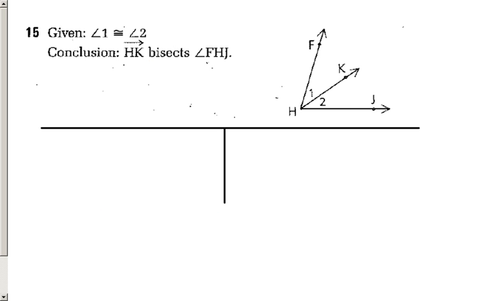Okay, the last problem from this little group is 15. And this one gives you angle 1 and angle 2 are congruent, and you want to prove HK bisects angle FHJ. So again, it's a two-step proof. The first step, as always, has been the given. So statement 1 goes to the reason 1. So that's given.